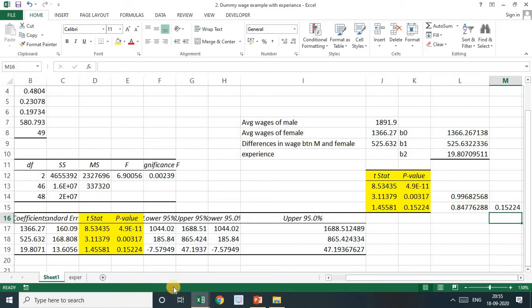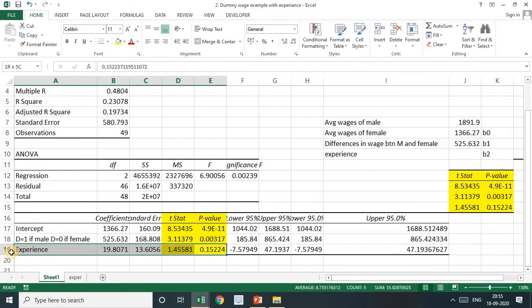So this experience coefficient we cannot interpret, because it is not that significant, only at 84%. We have doubt about its significance; the type 1 error is about 15%. So this is the dummy variable model including both qualitative as well as quantitative variables. Is it okay?